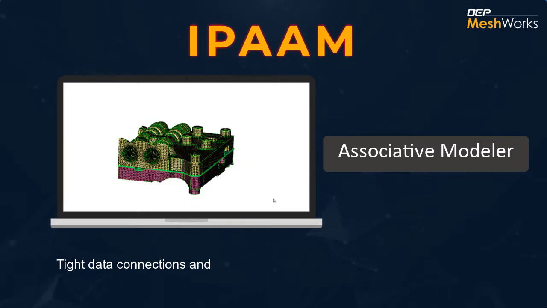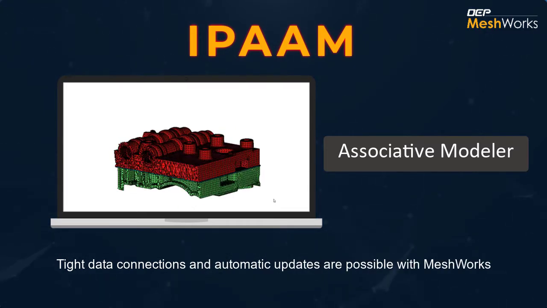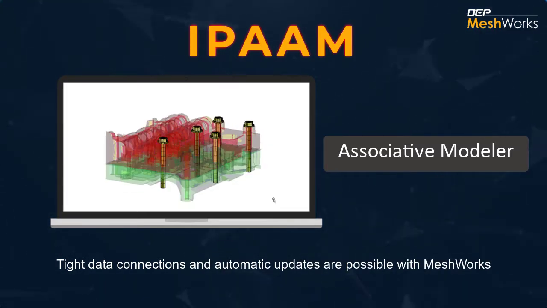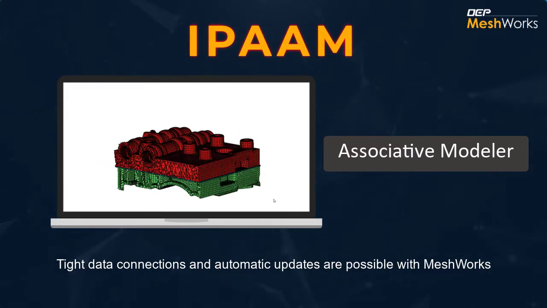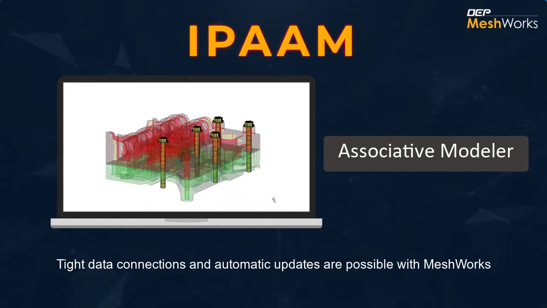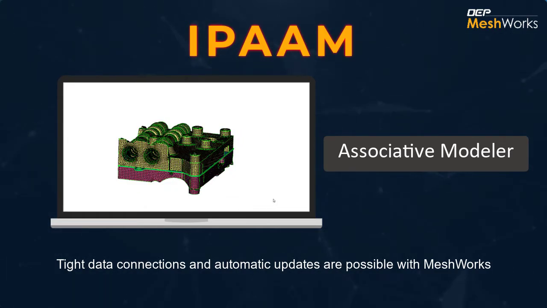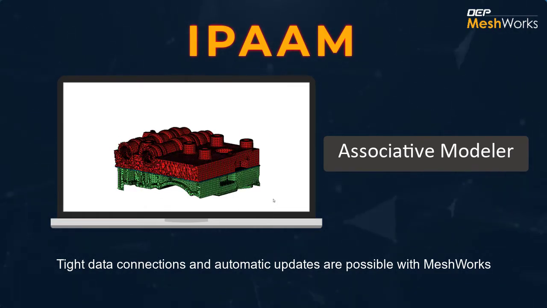A stands for Associative Modeler. MeshWorks enables a tight association between CAD and CAE data for both forward and reverse association. As and when the CAD data is updated or morphed, the mesh interface conditions get updated.